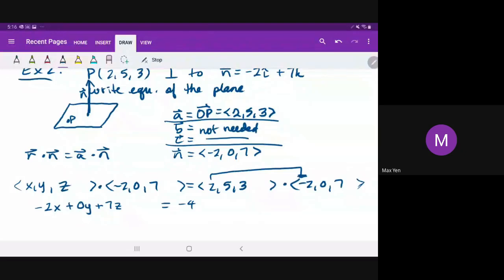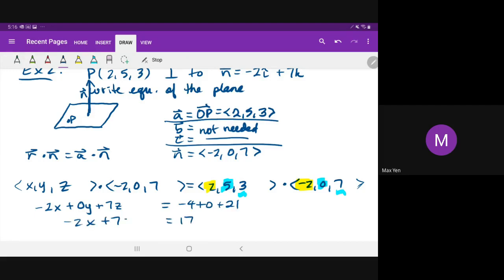I mean, those, I'm just arrowing them. Arrow makes it feel like I'm doing a vector, so I don't want to do that. So let me highlight. So 2 times -2, and then 5 times 0, and then wiggle, 3 and 7. Okay, so that would be -4 plus 0 plus 21, which is 17. -2x plus 7z equals 17. And that is the 3D.